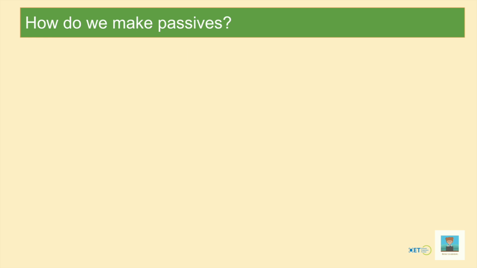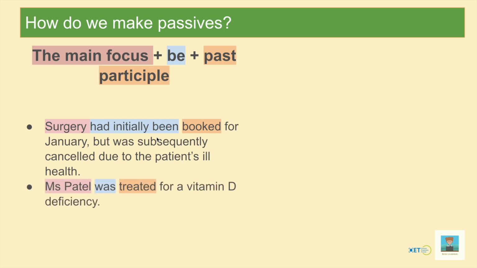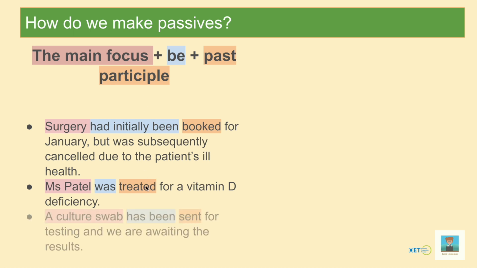Let me give you some more examples of how we can change it into the past, present, future, etc. So, surgery had initially been booked for January, but was subsequently cancelled due to the patient's ill health. Here we have past perfect, the past perfect passive. Mrs. Patel was treated for a vitamin D deficiency. This happened in the past, and she was treated, past participle. A culture swab has been sent, present perfect. We're still awaiting the results.